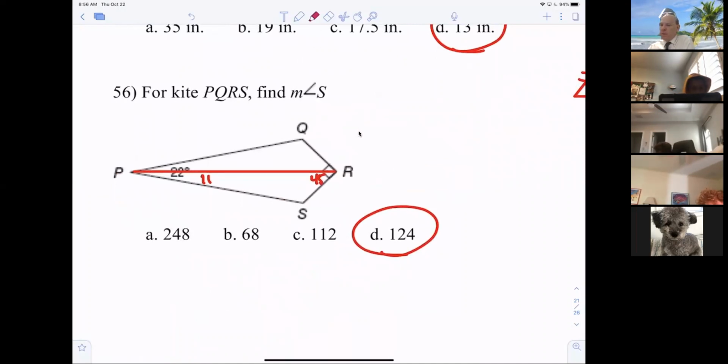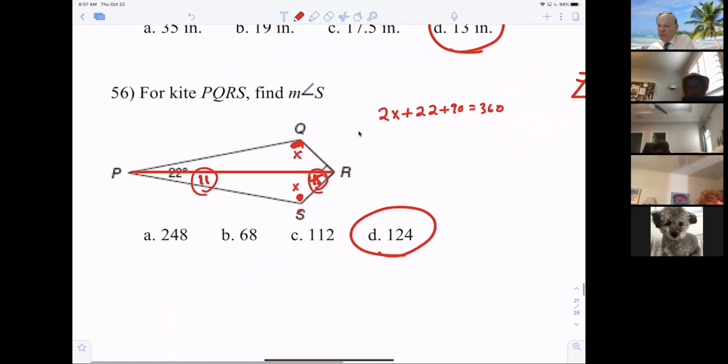Now, remember, there's two ways to do this problem. One way is to say that angle Q is equal to angle S if it's a kite. Do you agree with that? And then the angles add up to 360. So if I call that X, you could say 2X plus 22 plus 90 equals 360. Or if you draw the diagonal, you can call this 11 and this 45 and this X, and then they add up to 180. Do you agree with that? Yeah, thank you. You're welcome, buddy.